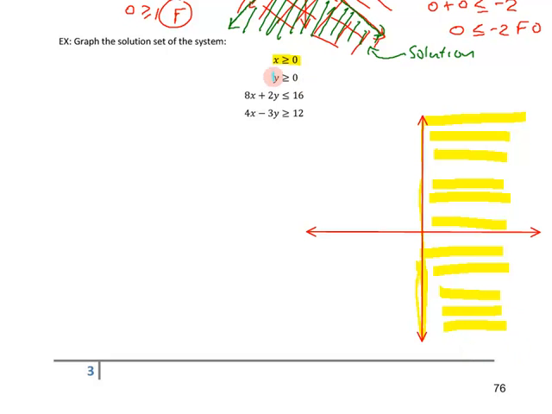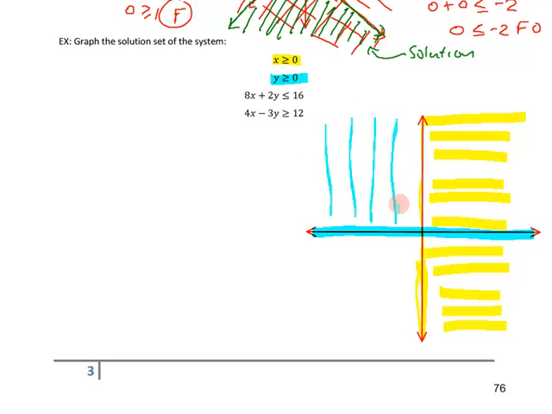Okay? Y greater than or equal to 0 means include the y axis. How about I say this the correct way? It means include the x-axis, right? Because that's where y is equal to 0, and everything with a y coordinate above there. So all this. So what region are we talking about that has both of these true, right? So far we're up here in the upper right quadrant. Okay? Now let's look at this guy.